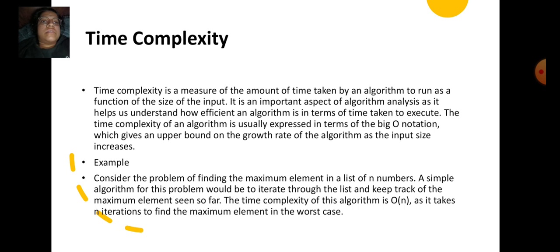Time complexity is a measure of the amount of time taken by an algorithm to run as a function of the size of the input. It is an important aspect of algorithm analysis as it helps us to understand how efficient an algorithm is in terms of the time taken to execute. The time complexity of an algorithm is usually expressed in big O notation.